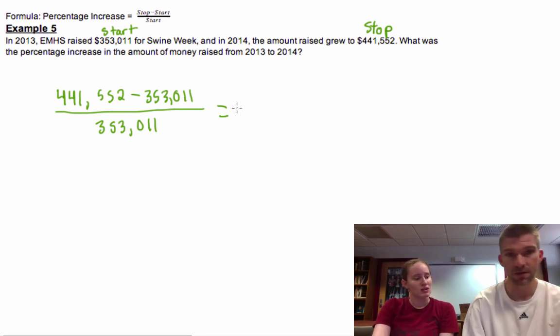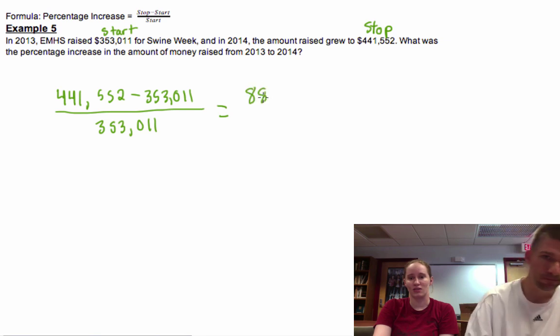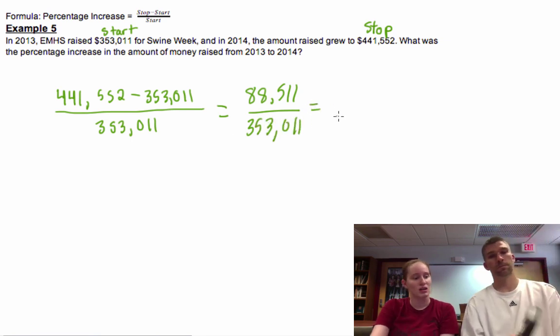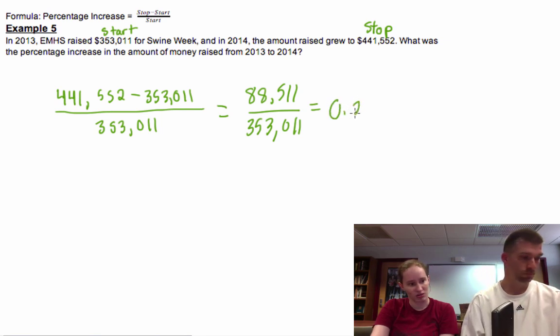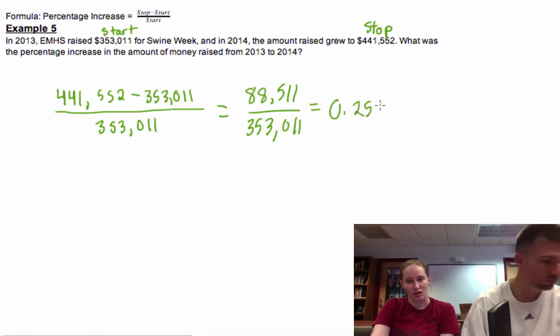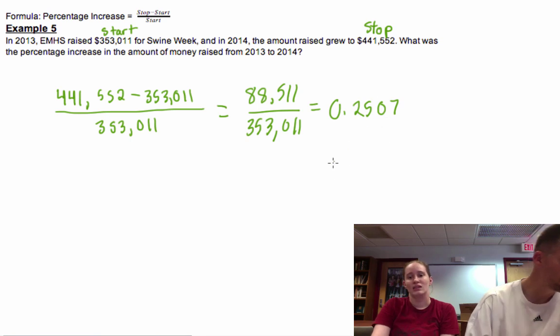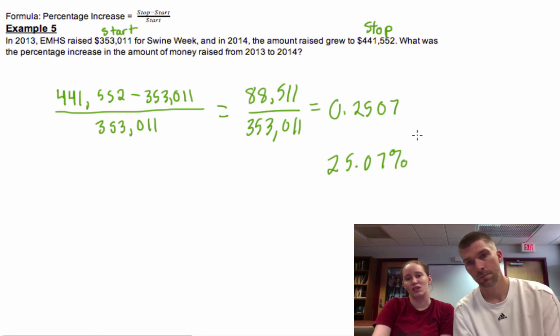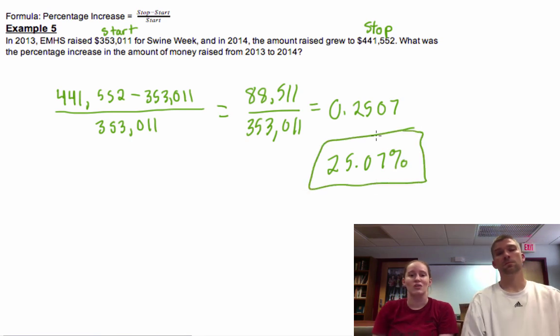Now this 88,511 on the top. When you're doing this, either press enter like Mr. Hazelwood did, or put the top in parentheses and then divide by the bottom. And we'll get a nice decimal, 0.2507. We want to change it to a percent, so that's 25.07%. So between 2013 and 2014, we had a 25% increase in how much we raised. That is significant indeed.